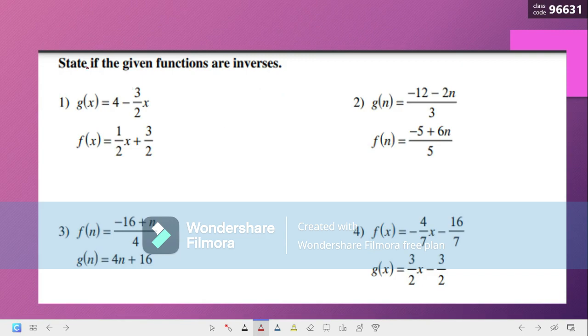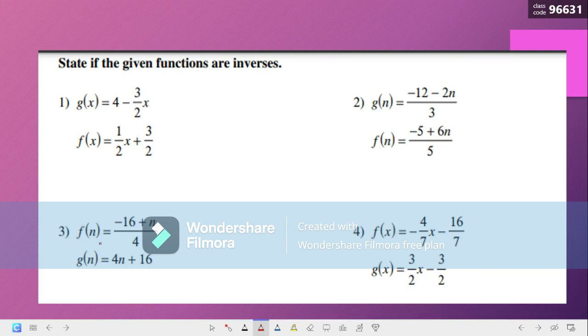For this one, you have to state if the given functions are inverses. Number 1, g of x is equal to 4 minus 3 over 2x. By the way, you have to show your solution if the composition of each other results to x. Then f of x is equal to 1/2 x plus 3 over 2. Number 2, g of n is equal to negative 12 minus 2n all over 3. F of n is equal to negative 5 plus 6n all over 5.